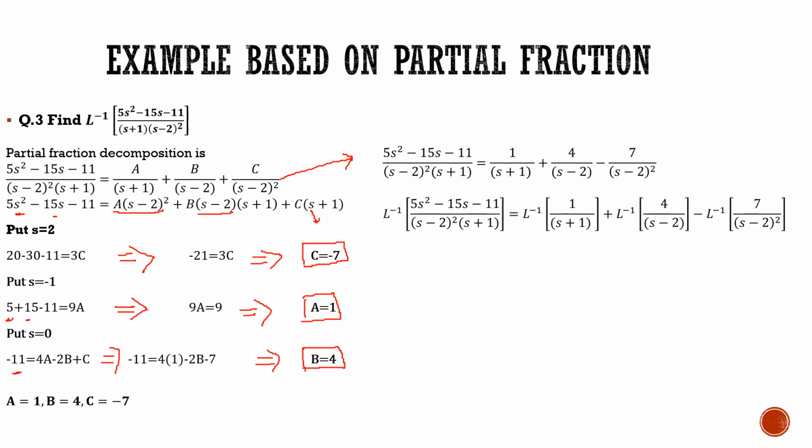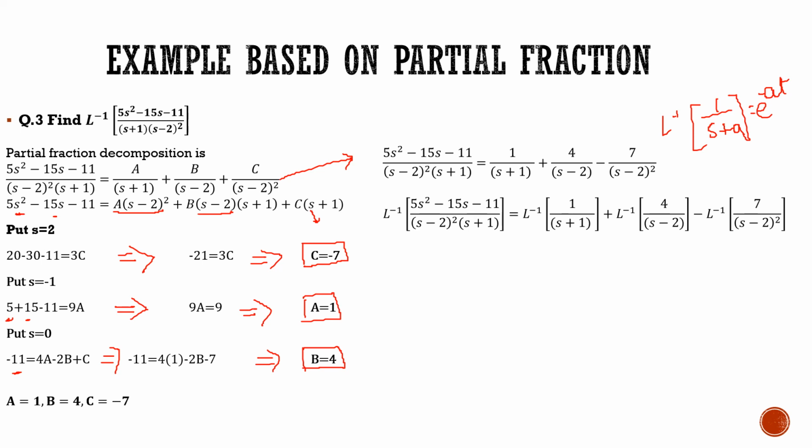And now taking inverse Laplace transformation on both sides, I have the inverse Laplace of 1 upon s plus 1, 4 upon s minus 2, and 7 upon s minus 2 whole squared. So this is a standard formula. Again I am writing, 1 upon s plus a gives e raised to power minus at. If it is s minus a, it will be e raised to power plus at. So this is a standard formula, and in this particular formula we will use the first shifting theorem.